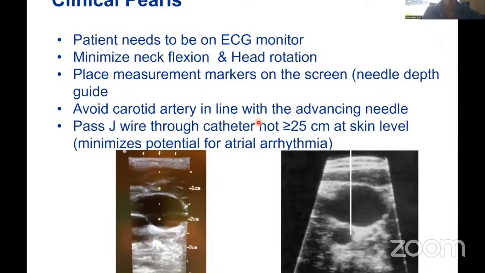Avoid the carotid artery in line with the advancing needle. So this can be done by using the markers on the screen. And whenever you're passing the J wire through the catheter, don't insert it more than 25 centimeters at the skin level.